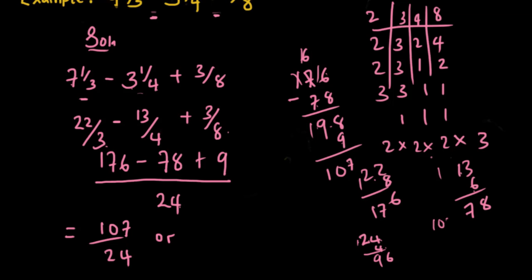Then we'll do 107 minus 96. 7 minus 6 is 1. Then we have 10 minus 9 will give us 1. So it means that our answer is 4 whole number 11 over 24. I hope you understand.